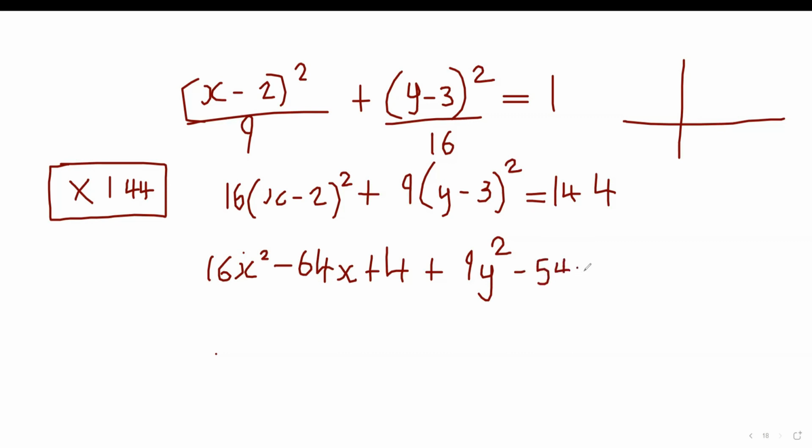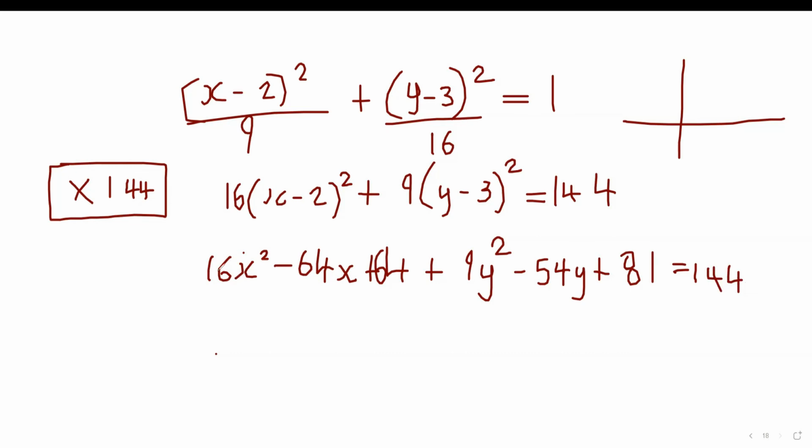And Marika didn't even correct me to say, sir, 16 times 4 is 64. It should have been plus 64. All right. Plus, twice the product of the two. 3 squared is 9. 9 times 9 is 81. And that's equal to 144.